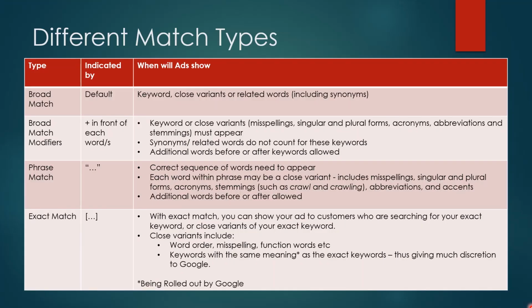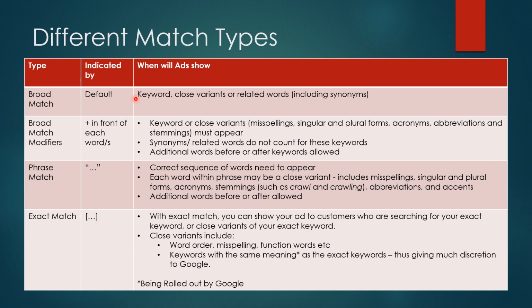I'm now going to discuss the different match types. You have 4 types of match types as mentioned previously: your broad match, your broad match modifiers, your phrase match, and your exact match. And your broad match is the keyword that is used by default. Your broad match modifiers have a plus in front of them. Your phrase match keywords utilize inverted commas, and your exact match keywords are indicated by square brackets on either side of the relevant words or word.